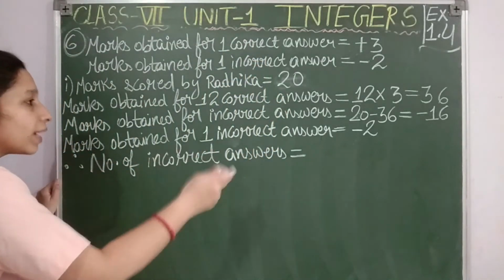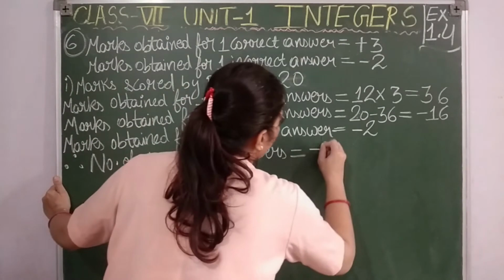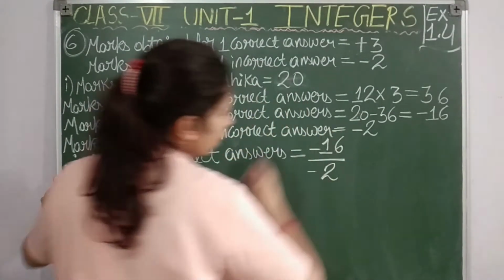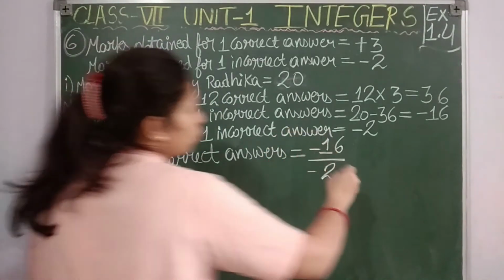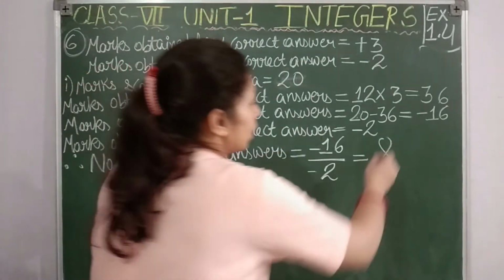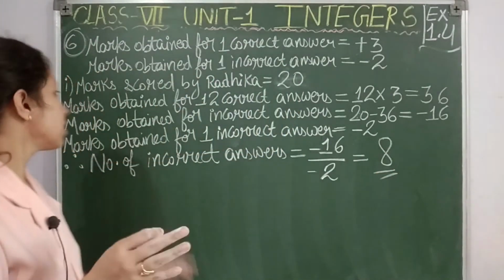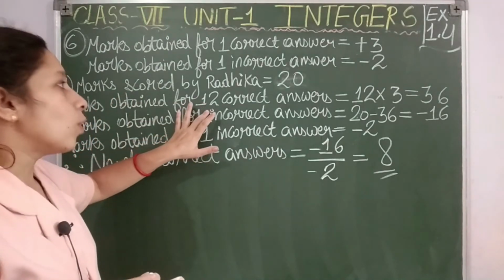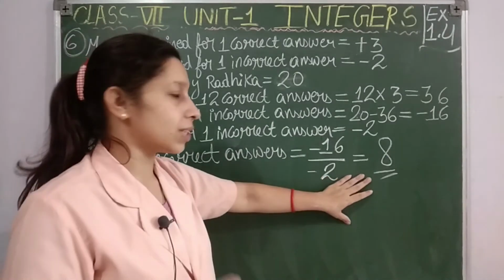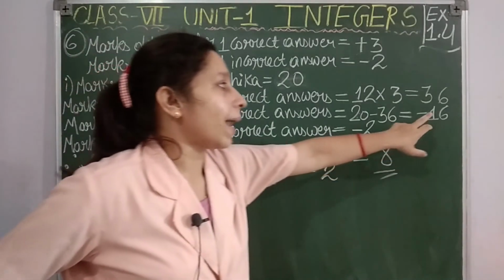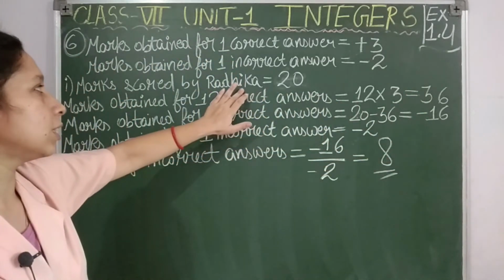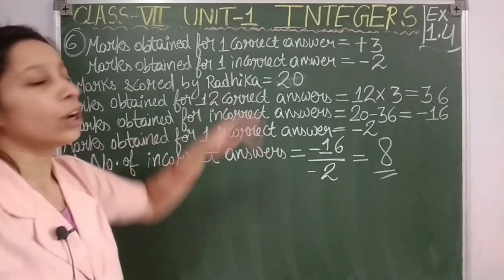So number of incorrect answers she has given is total negative marking divided by negative marking per question, that is 2. So 16 upon 2, how much are you going to get? 8. Minus minus will be cancelled. 2 ones are 2, 2 8s are 16. So students, Radhika has solved 12 questions correctly, for which she got 36. Okay, but she has attempted 8 questions incorrectly, for which she got -16. Now you only see 36 minus 16. How many marks will she get finally? She will get 20 marks.